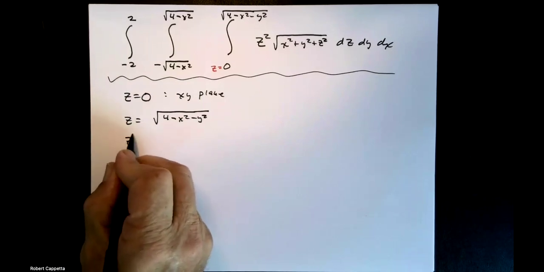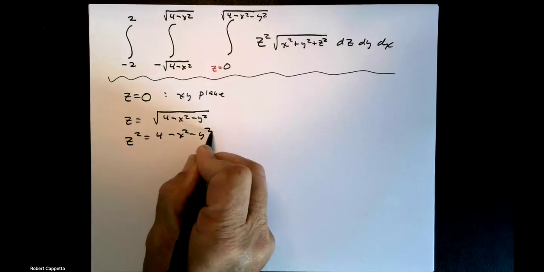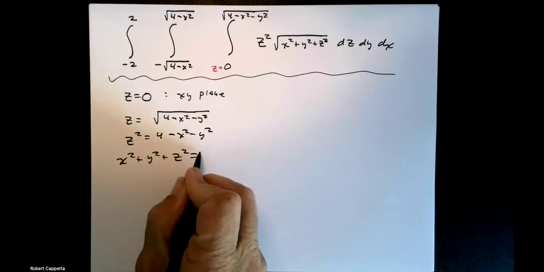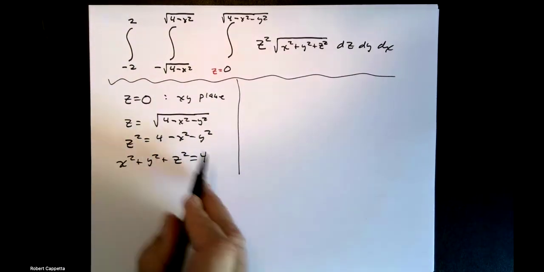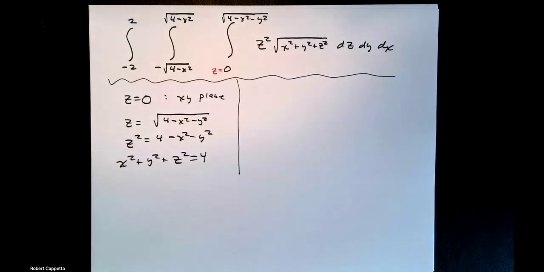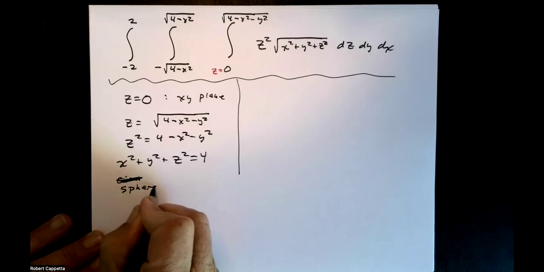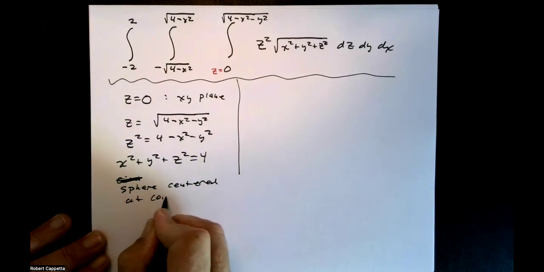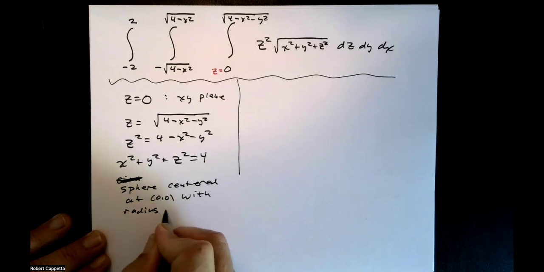So as I square both sides, I get z squared is 4 minus x squared minus y squared, and we get x squared plus y squared plus z squared equals 4. Now, we said that it was starting on the xy plane, and we said that z is always positive, but this is the circle centered at the origin with radius 2. Check that, a sphere centered at the origin with radius 2. But we only want the upper half of that sphere.